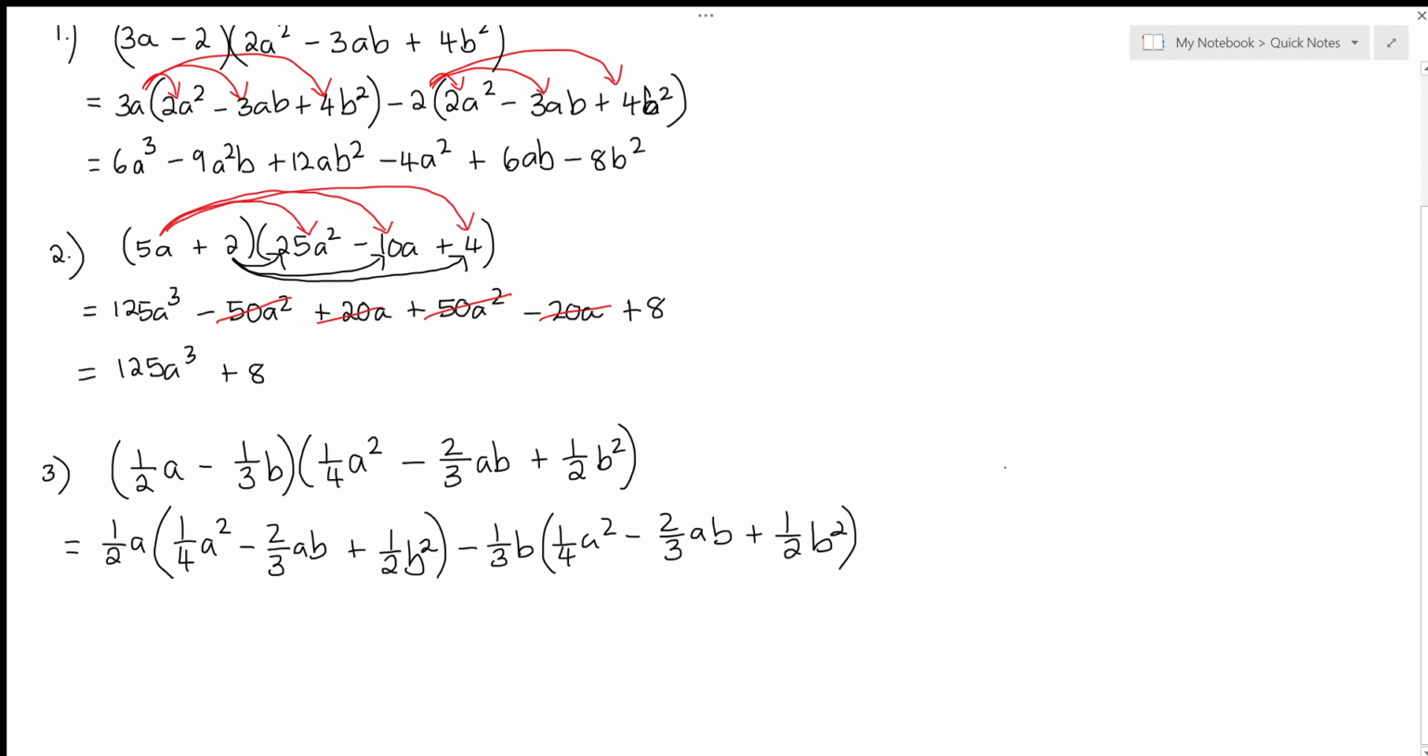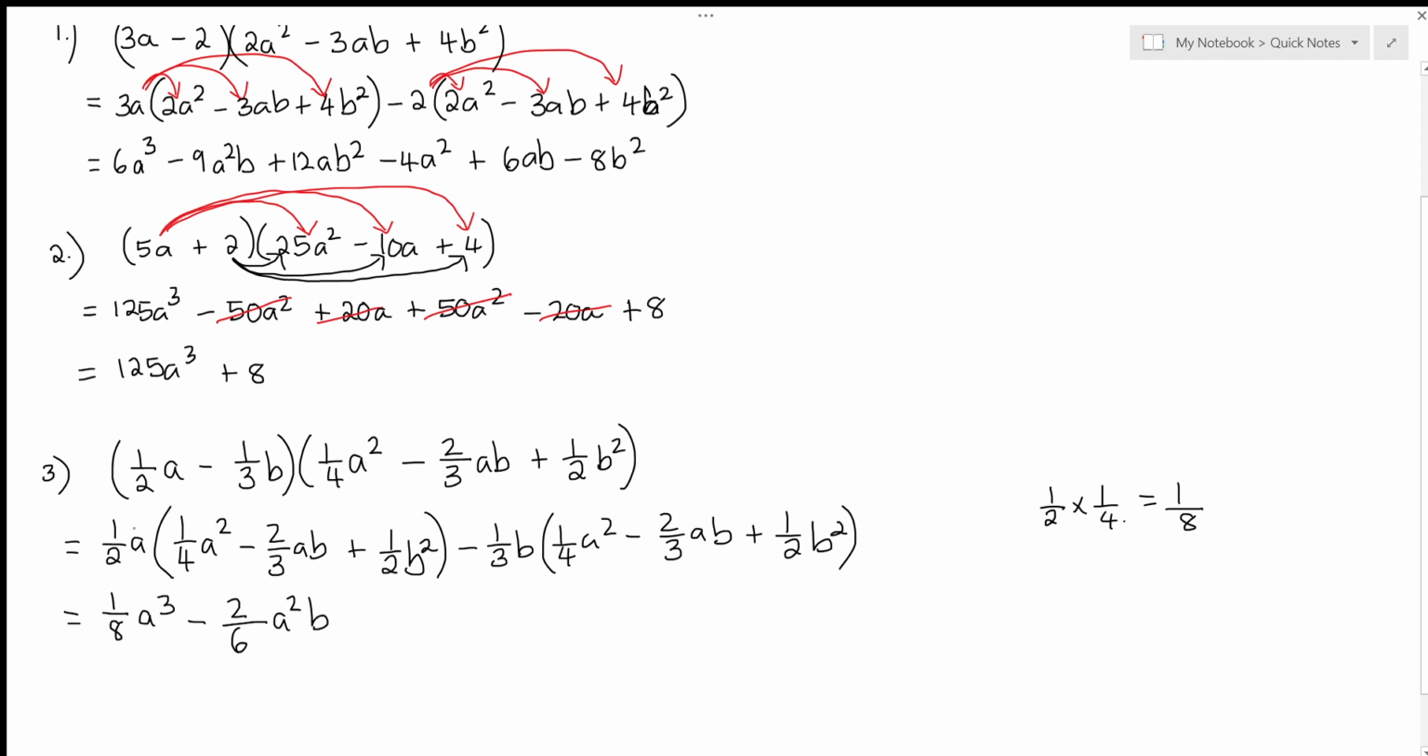When you're multiplying fractions, you're basically saying a half times a quarter. Remember, when we multiply across, 1 times 1 is 1 over 2 times 4, which would give me 8. So in our first one, a half times a quarter gives me 1 over 8 a cubed. Then 1 times 2 is 2, so that's negative 2 over 3 times 2 is 6, and I would simplify it in the next step, a times a squared, b.